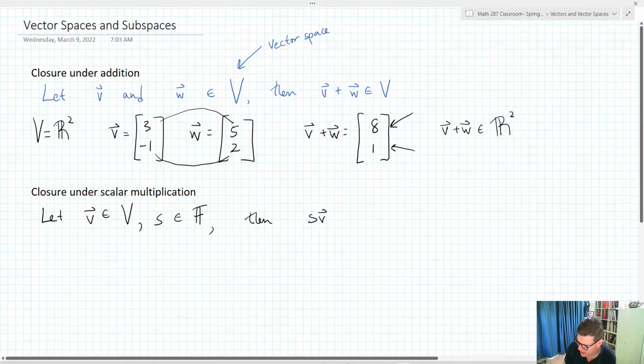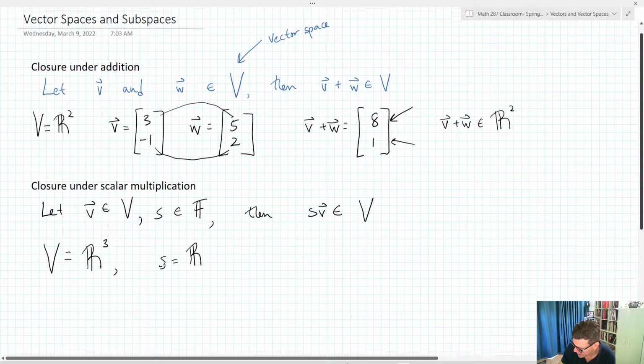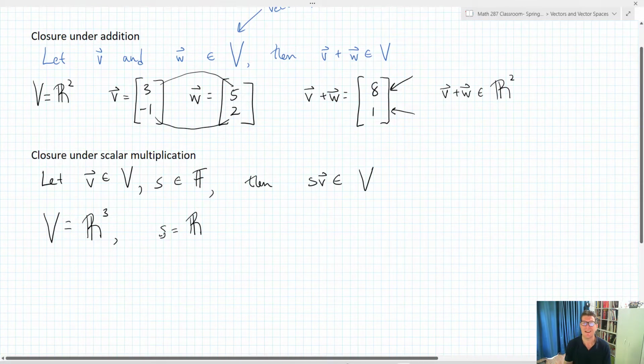Then SV, when we multiply by the scalar, is going to belong to V. It's going to be part of the vector space. So let's say, for example, we take V equal to R3 now. Those are the three-dimensional vectors. And we'll let S belong to the reals, or S equal the reals. Like I said, we're pretty much always going to have that. And if it isn't stated already, just assume that that's the case. Okay? Excuse me, that's my field. All right.